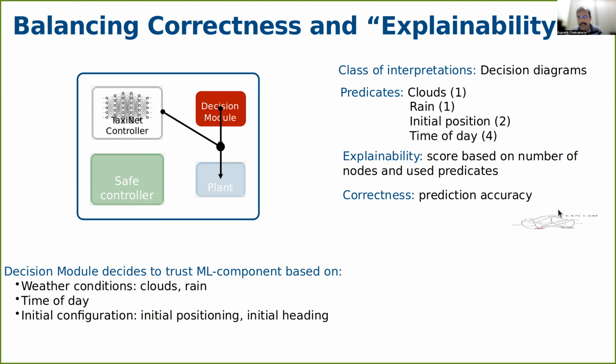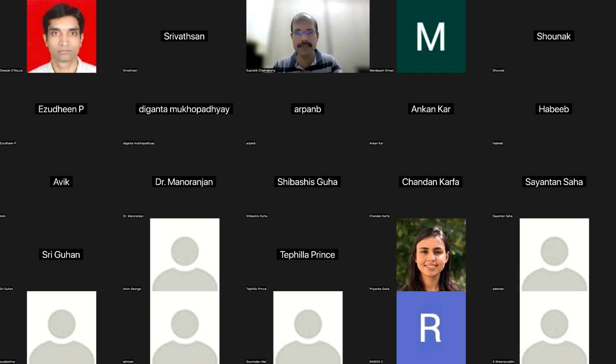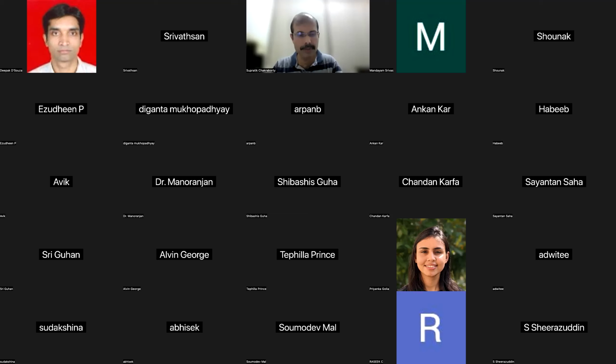Let me just come out of this. One question is this, maybe I missed, got distracted. The safe controller is also given? I don't know. The safe controller is also given? The taxinet controller is the one for which you're trying to develop, synthesize an explainable model.